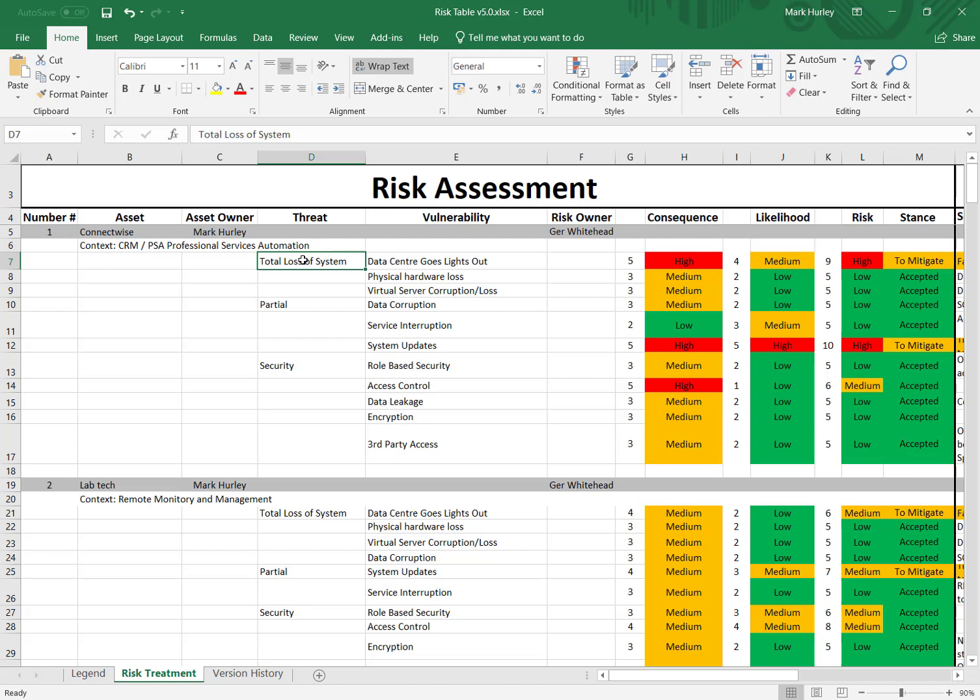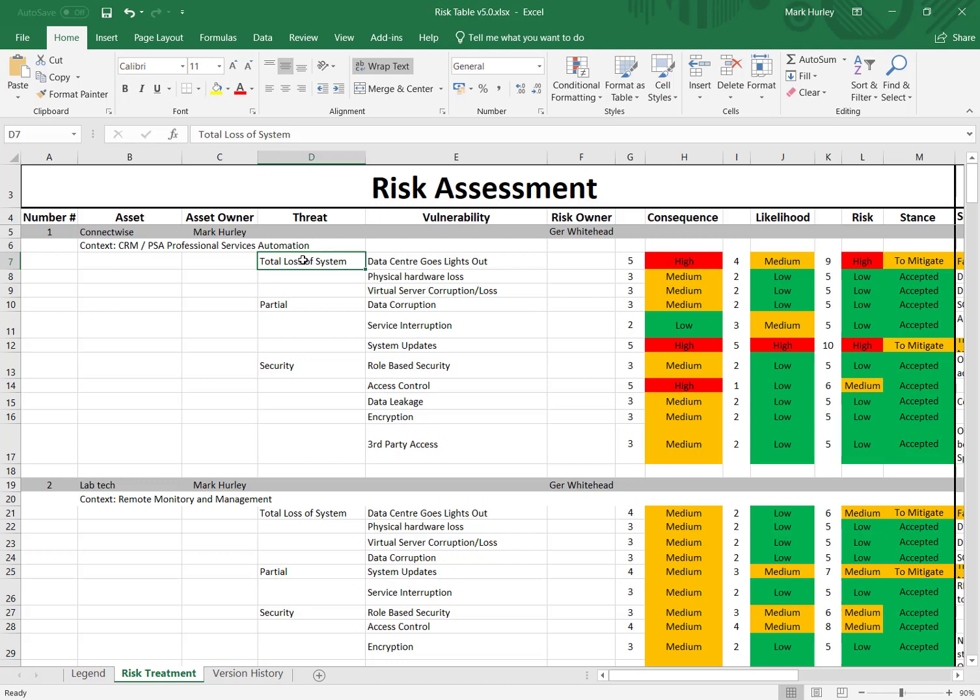Okay, so we're looking at our ConnectWise asset here. The first one is a total loss threat. If ConnectWise was to go down, what would be the consequences on our business? How would we run day to day? It's massive. If ConnectWise goes down for us, the consequences are very high, because it's very hard for us to continue to do business. So we've got different vulnerabilities here. Like we could lose access to our data center, or that could blow up.